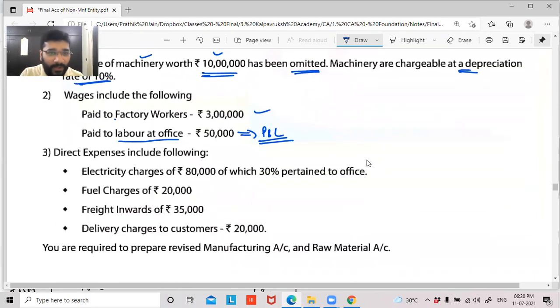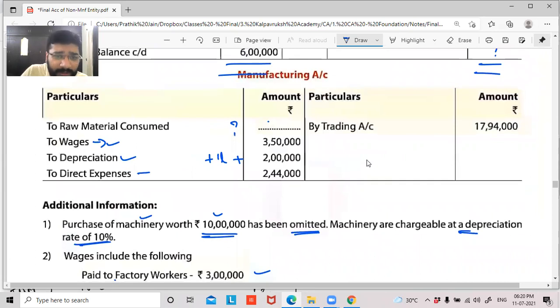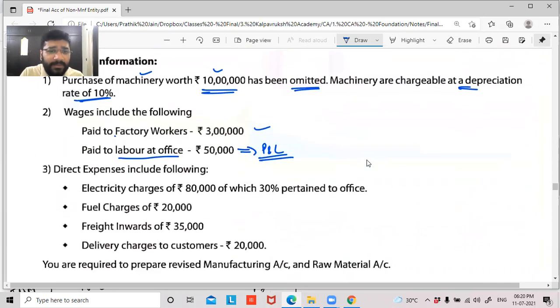Yes, sir. Okay, next. Direct expenses. Acha, they're talking about this now. So direct expenses include the following. Electricity charges of 80,000, of which 30,000 pertain to office. 30,000 is for office. So where will I record this EB charges for office, guys?